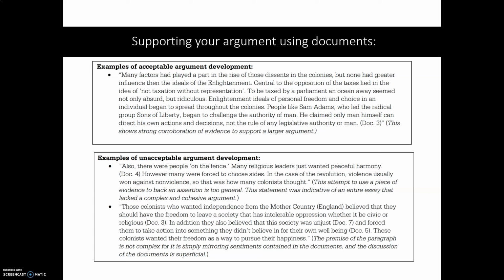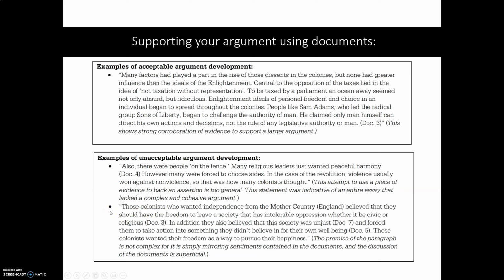All right, commentary. This attempt to use a piece of evidence to back an assertion is too general. Too general. This is something you see a lot where you're just barely scratching the surface, and that's not going to earn you a point. You've got to dig deep. This statement was indicative of an entire essay that lacked a complex and cohesive argument. In other words, they were just writing to write. They had no structure. It was just words on a page they had to throw down to fill some space. And I know we've all been there, but you don't want to go down that road.